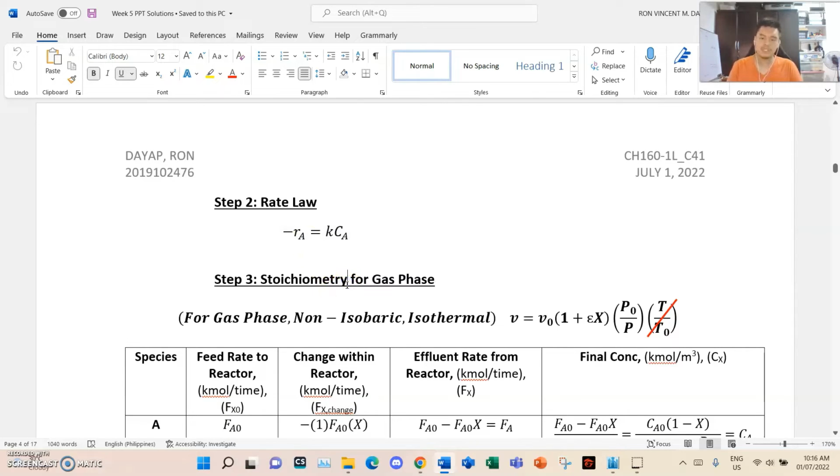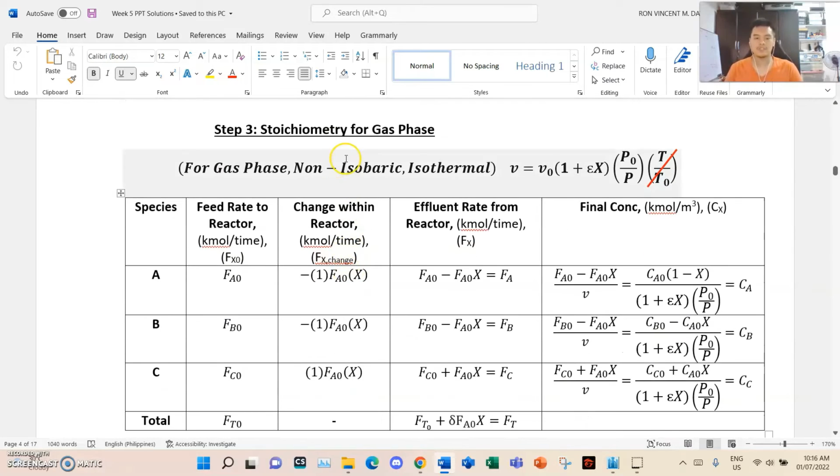Next, for the stoichiometry, the third step is defining the stoichiometry in the gas phase. So for the gas phase, it is non-isobaric and isothermal. This is the equation regardless if it is gas or liquid phase. For liquid phase, the pressure difference is negligible since liquids are always assumed to be incompressible. This means that the pressure outlet and the pressure inlet are almost similar. They cannot be compressed, hence this one is essentially equal to 1.